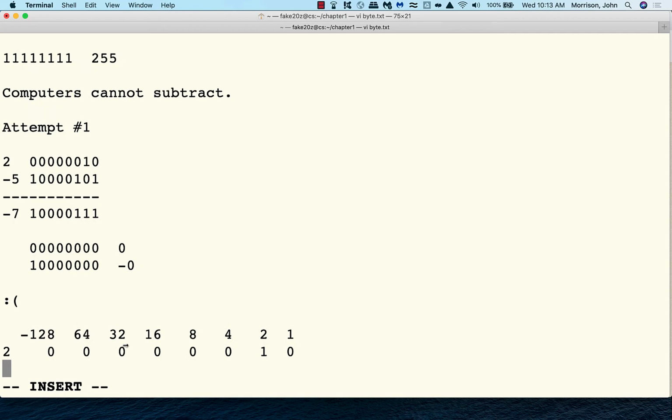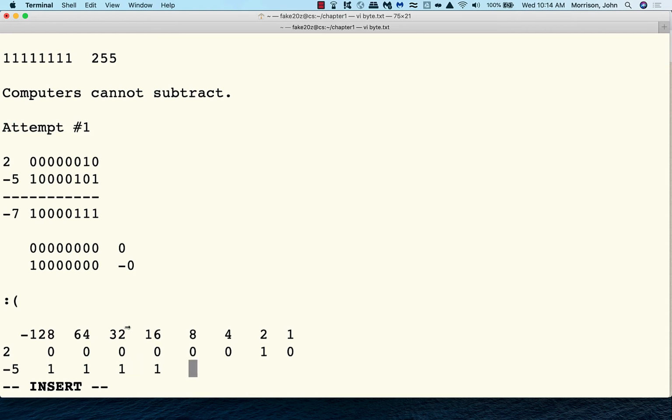Now let's look at negative 5. Because it's negative, you've got to have this bit on. So that leaves us at negative 128. Let's add back in 64. We have negative 64. Negative 32.